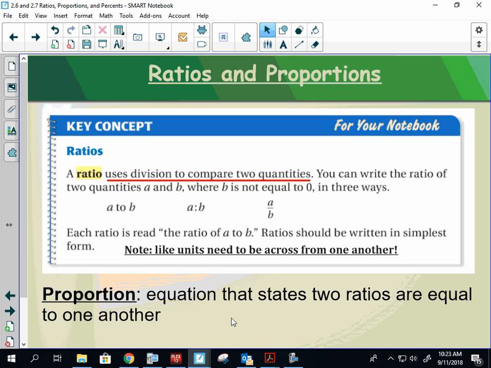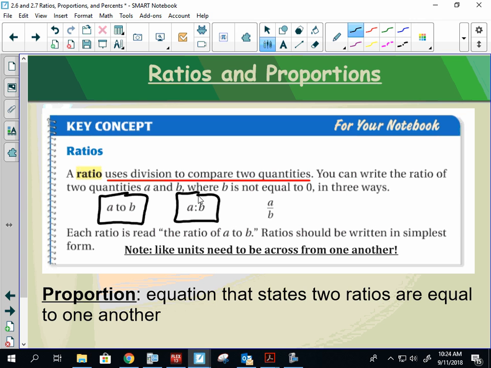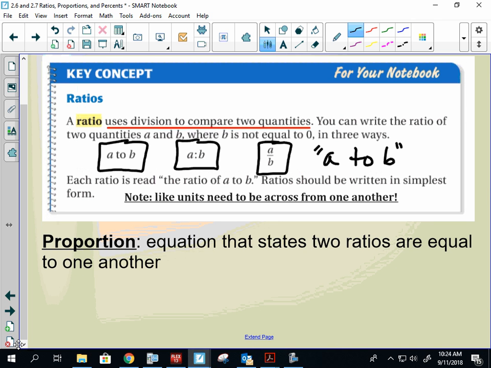There are 3 ways to write a ratio. The first one is to just use English. You say A to B. The second one uses what we call a colon, A colon B, and it's A with 2 dots, B. It's read A to B. And the last and most frequently used is a fraction or division symbol, and we write A over B, but all of them are read as A to B. That's what a ratio is. When we set one ratio equal to another ratio, we call that a proportion. A proportion is an equation that states 2 ratios are equal to one another. Examples are shown in the ones below that we're going to work. So that's what a ratio and a proportion are.